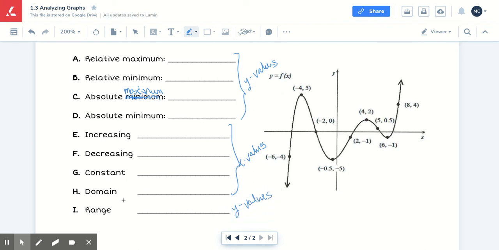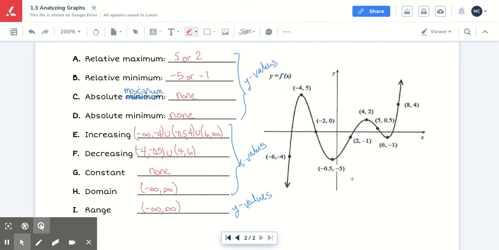Okay, so the relative maximum occurs at 5 or 2. There's one here and there's one there. Relative minimums are at -5 and -1.